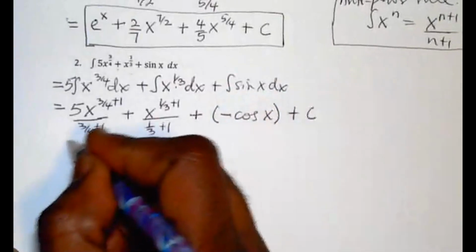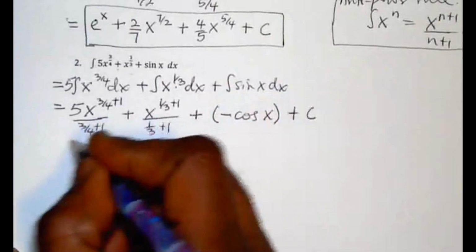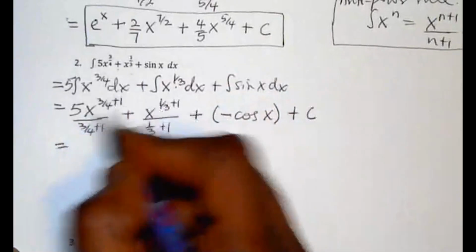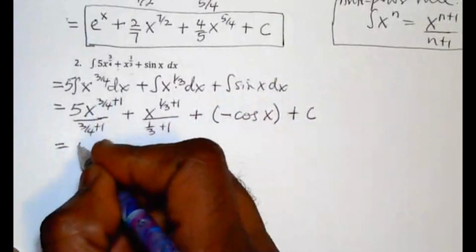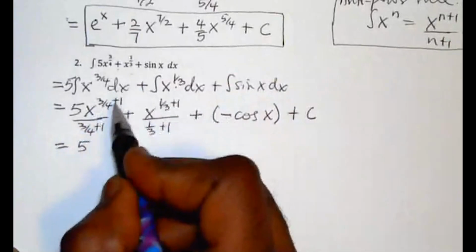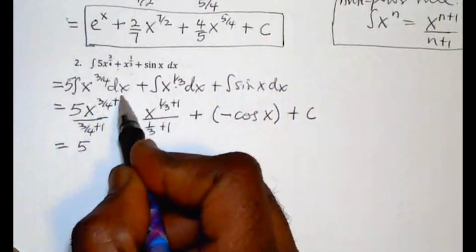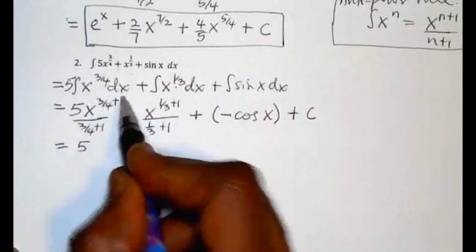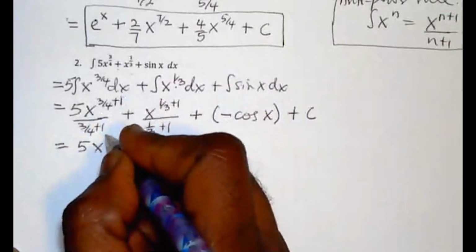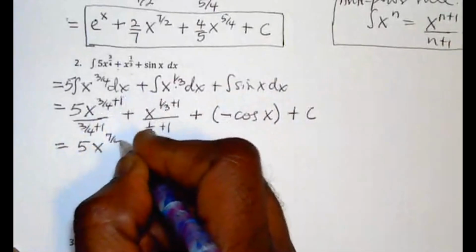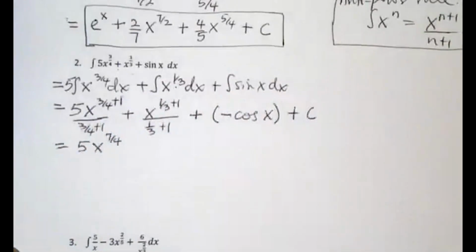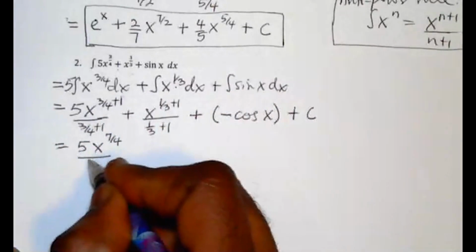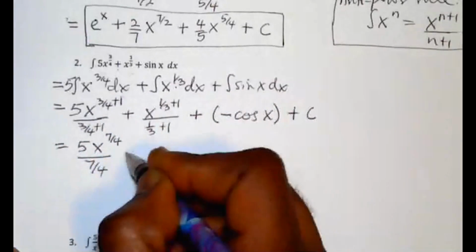So let's simplify what we have. So to simplify this, we have to add the exponents. So remember, this 1 is the same as 4 over 4, all right? 4 over 4, because the LCD is 4. So add a 4 to the 3, so we have x to the power 7 over 4, right? And divide by 7 over 4.